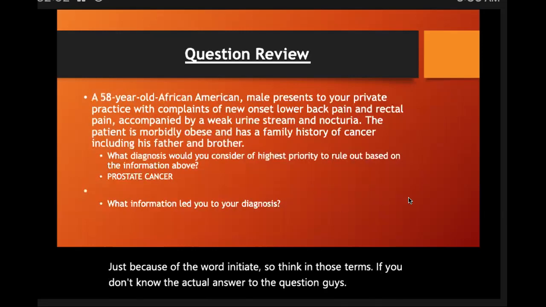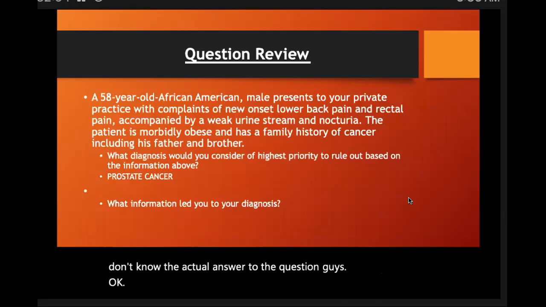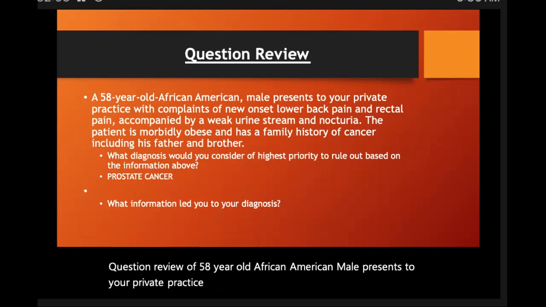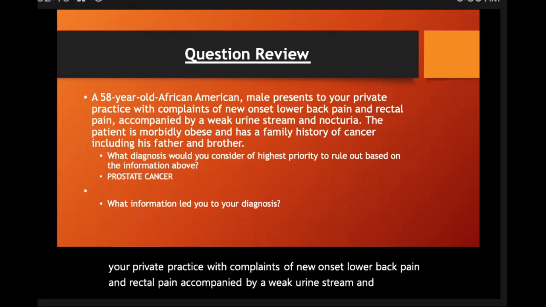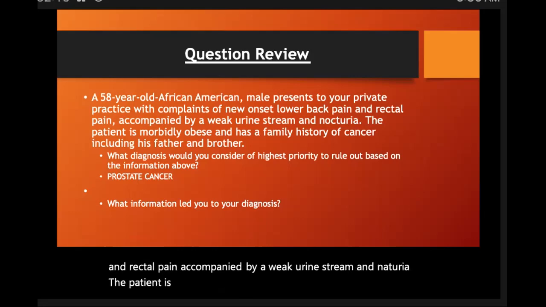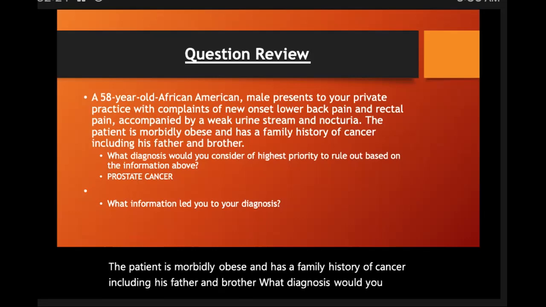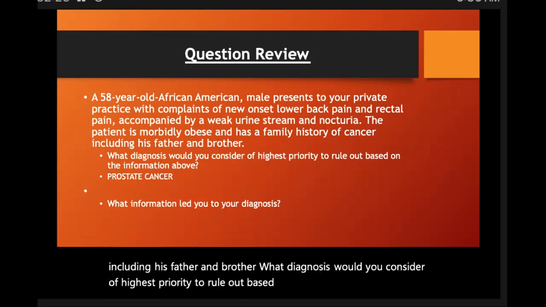Okay. Question review. A 58-year-old African-American male presents to your private practice with complaints of new onset lower back pain and rectal pain accompanied by a weak urine stream and nocturia. The patient is morbidly obese and has a family history of cancer, including his father and brother. What diagnosis would you consider of highest priority to rule out based on the information above?